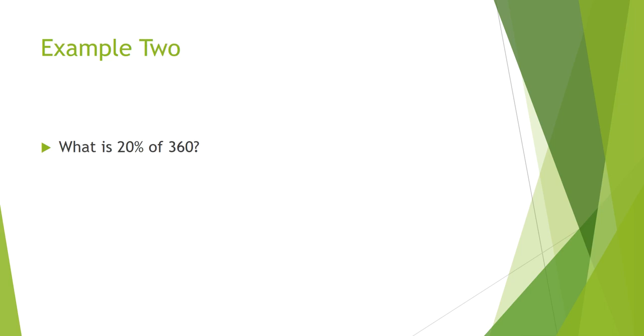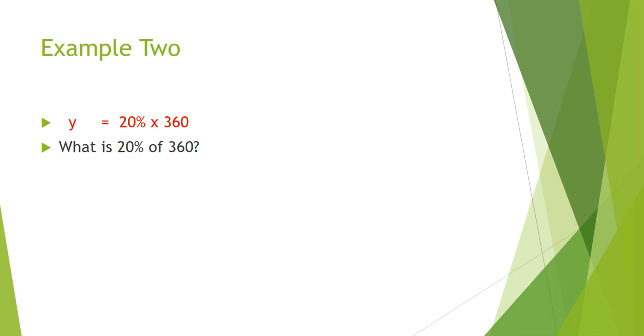Okay, example 2. What is 20% of 360? Slightly more complicated. Real quick, we're going to cue in on those numbers: 20% and 360. Now we see some words: what, is, and of. Let's break it down. So what, that's our variable. In this case, y.